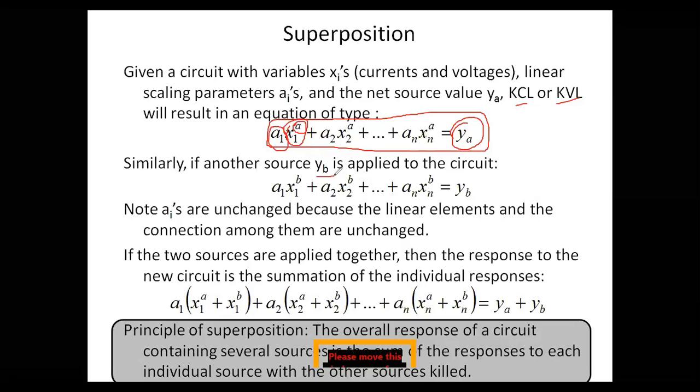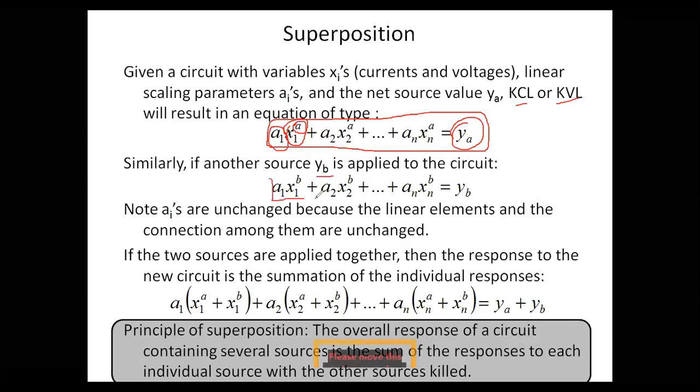So there could be two currents, there could be two voltages, or one current and one voltage, irrespective of how it is mixed. Okay, so let's say we have a second source, called YB, added to the circuit, and we carry out KCL and KVL analysis on the circuit.